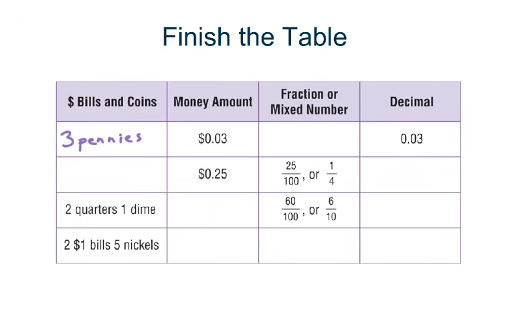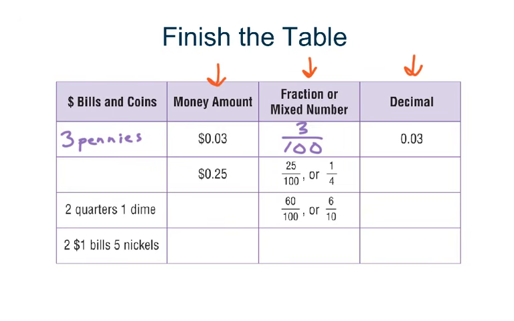Then it says write it as a fraction or a mixed number. So this would be 3/100ths, and then as my decimal, I would have 3/100ths. Notice we have three different ways we're writing this. We have our money amount, we have our fraction, and then we have our decimal. Go ahead and do our next one.